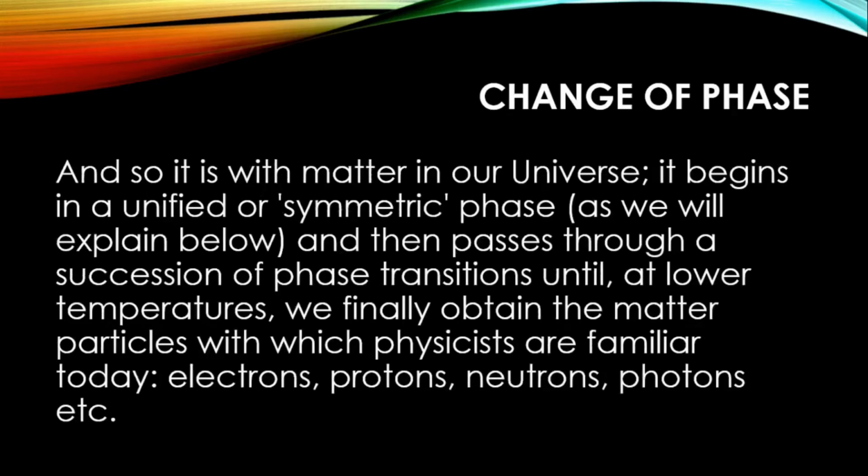So also it is with matter in our universe. It begins in a unified or symmetric phase. As we will explain below, it then passes through a succession of phase transitions until, at lower temperatures, we finally obtain the matter particles with which physicists are familiar today: the electrons, protons, neutrons, photons, etc.